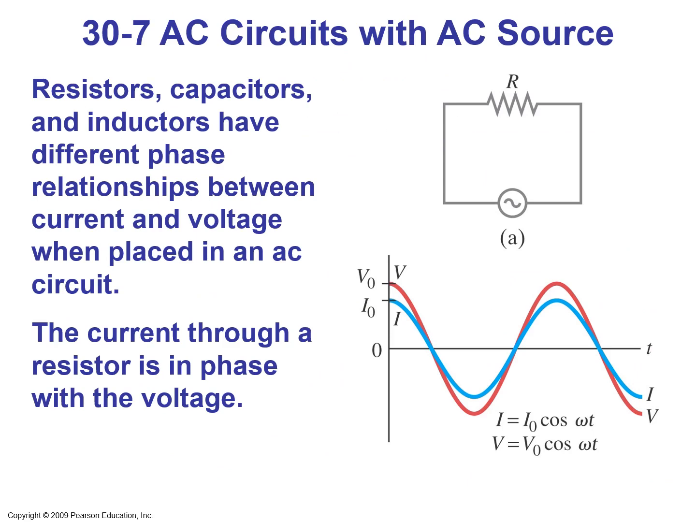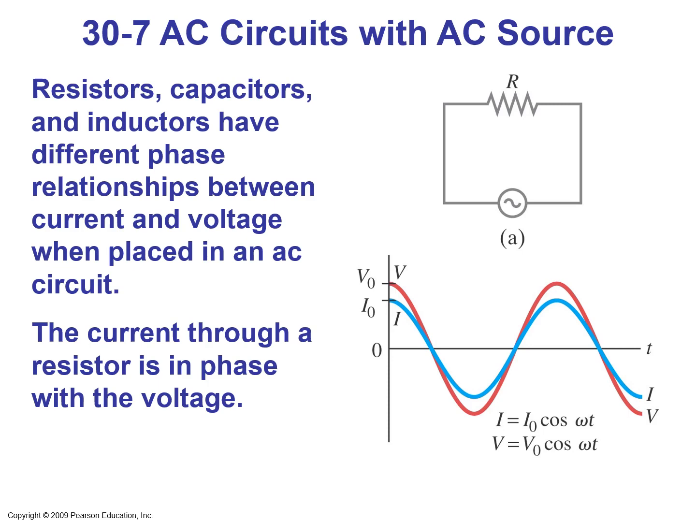Section 7. AC circuits with AC source. Resistors, capacitors, and inductors have different phase relationships between current and voltage when placed in an AC circuit. The current through a resistor is in phase with the voltage. Here we have an AC source connected to a resistor. The AC source will generate an AC current which is in phase with the AC voltage.